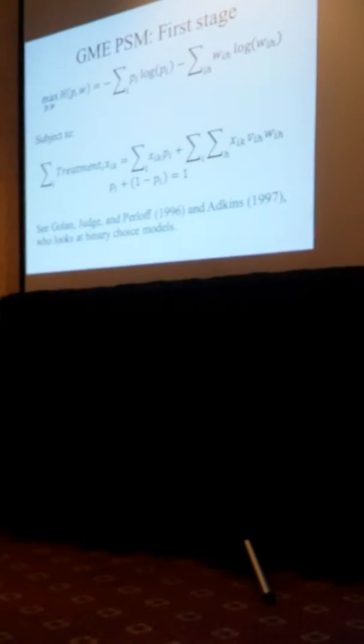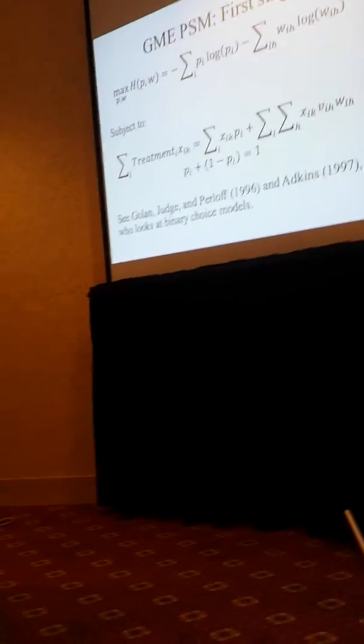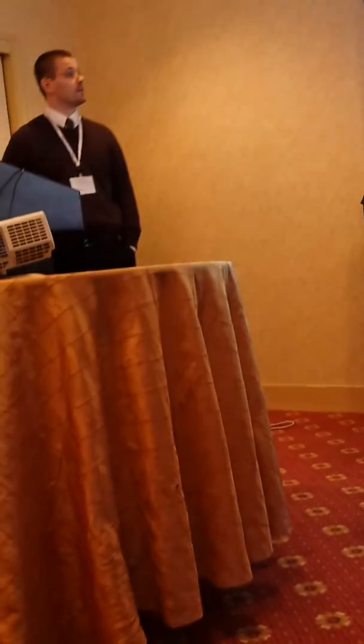So this should look familiar because Paul just discussed it. I'll go over it quickly. Of course, we're maximizing entropy. We have both the entropy of the P's for the covariates and the W's, which are the weights on the error terms, because the error terms enter the entropy objective as well. And then it's subject to the model itself: treatment as a function of the P's and the weights. And then the proper probability constraint in this case, of course, is just P plus 1 minus P equals 1.